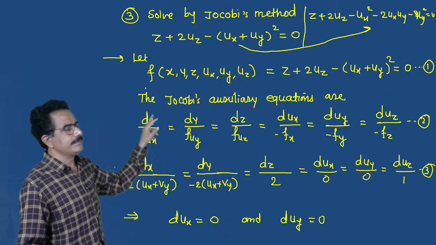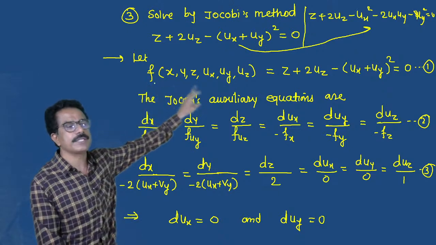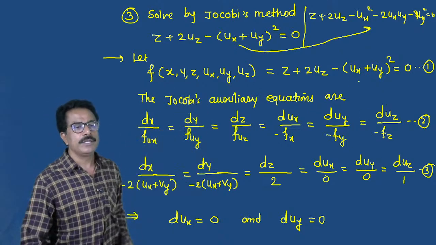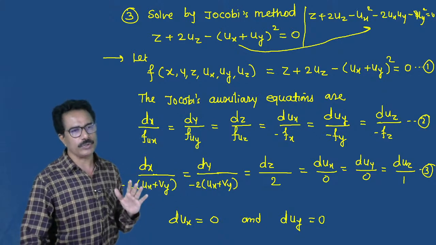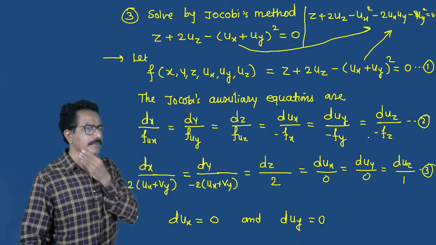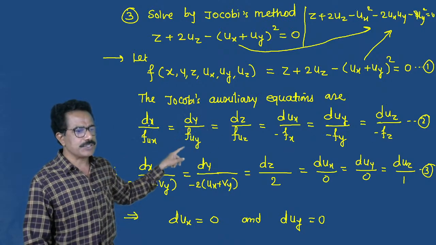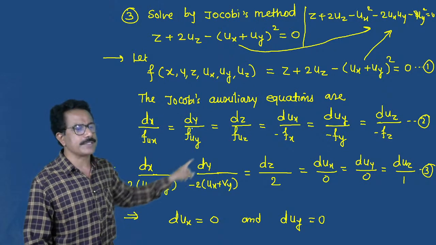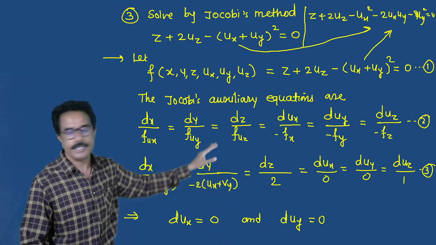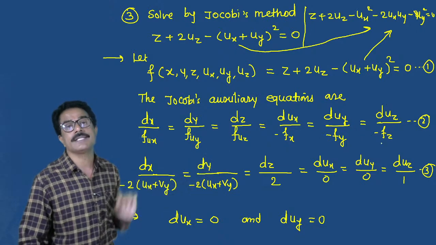Now let the given partial differential equation be in the form f of x, y, z, ux, uy, uz, which equals z plus 2uz minus (ux plus uy) bracket square equals 0, or you can write it in this way. Whichever way you write it, there is no problem. Okay, now Jacobi's auxiliary equations are dx divided by f ux, which equals dy by f uy, equals dz by f uz, dux divided by minus fx, duy divided by minus fy, duz divided by minus fz.